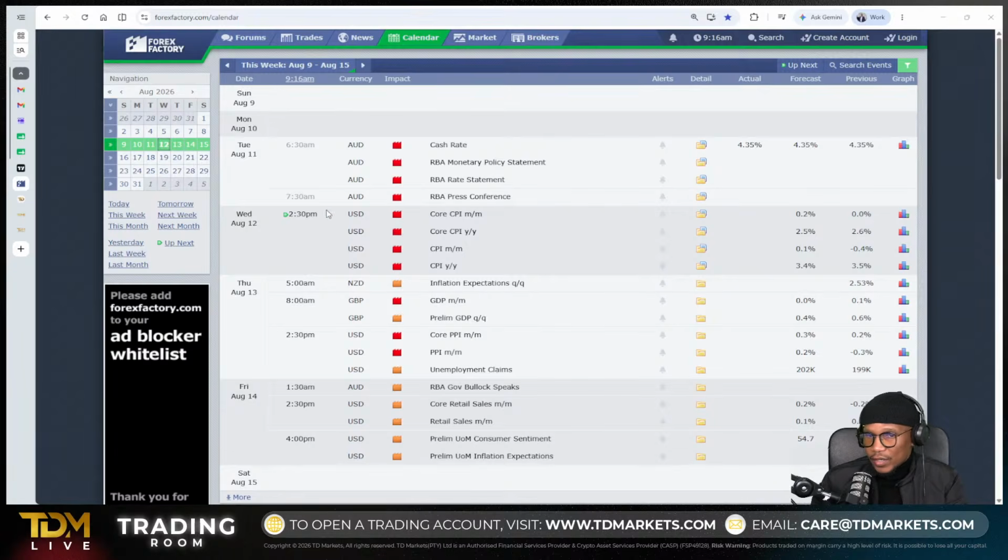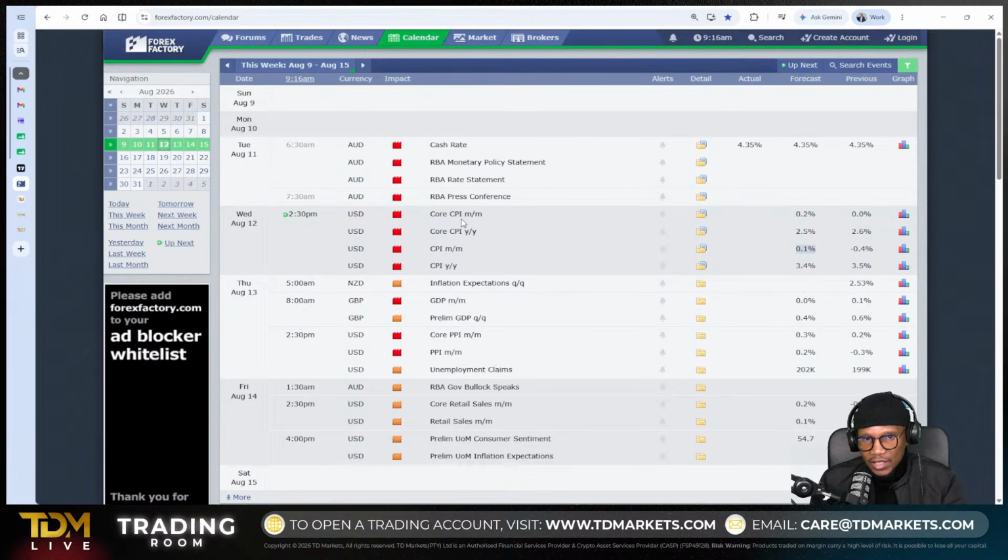So the forecast, as you guys see, we've got the core CPI month on month, year on year. Core CPI month on month 0.2% expected. CPI month on month 0.1% expected. I'm gonna make it very simple. I'm not gonna get deep into the nitty-gritties. I'm gonna make it very simple.